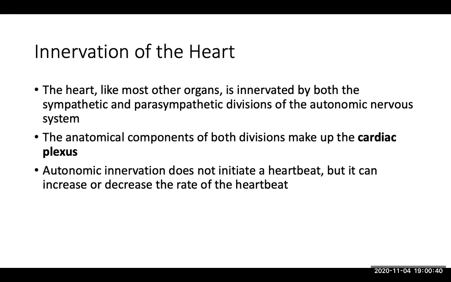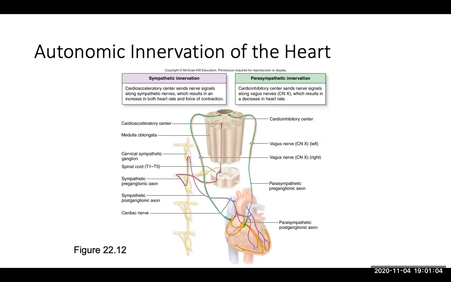Innervation of the heart. The heart, like most other organs, will be innervated by both the sympathetic and parasympathetic divisions of your autonomic nervous system. The anatomical components of both divisions make up the cardiac plexus, which is the group of nerves going to the heart. Autonomic innervation does not initiate a heartbeat, but it can increase or decrease the rate of the heartbeat. Sympathetic innervation will increase both heart rate and force of contraction, and parasympathetic innervation will decrease the heart rate.